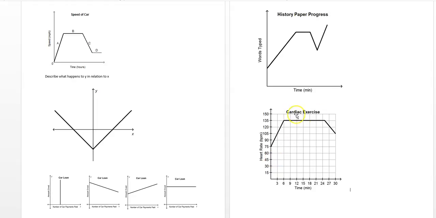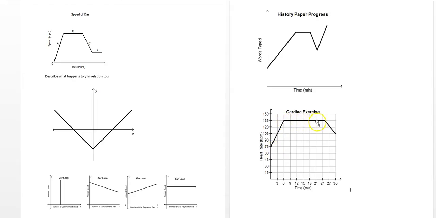Then they did some cardiac exercise, and you can see the heart rate starts to go up. So after 3 minutes, it had gone up to 105. By 6 minutes, it had gone up to 135 beats per minute, and then it stayed there. It didn't keep increasing. It stayed right at 135. So whatever exercise they were doing, it was at a rate where their heart rate did not change once it got to this elevated level. So the heart rate increased through this area.